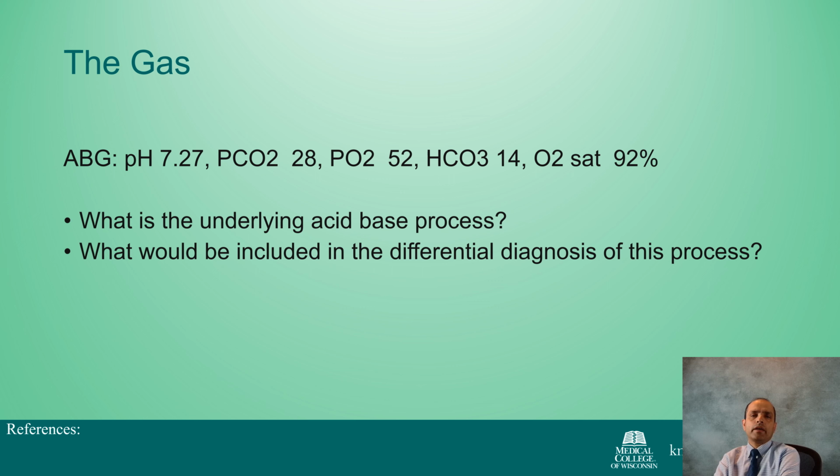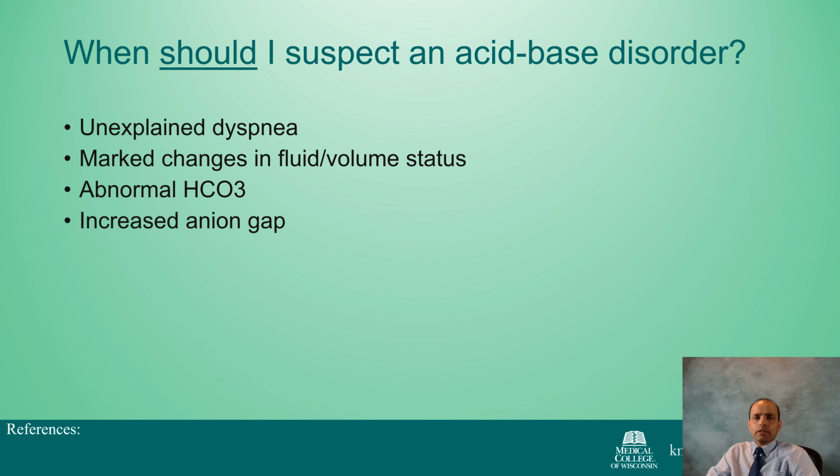So what is the underlying acid-base process? What would be included in the differential diagnosis of this patient? When should I suspect an acid-base disorder? When you have a patient with unexplained shortness of breath, when there are marked changes in the fluid or volume status, when there is abnormal bicarbonate, or when there is increase in anion gap. So those are the conditions where you are thinking about acid-base disorders.